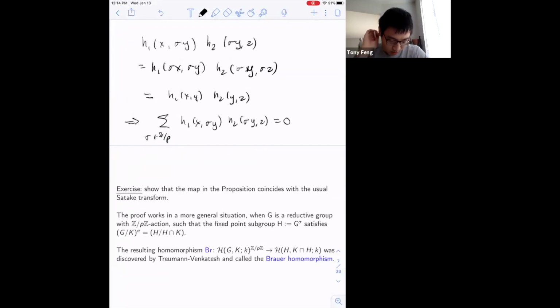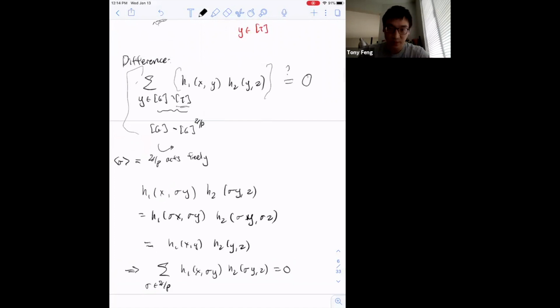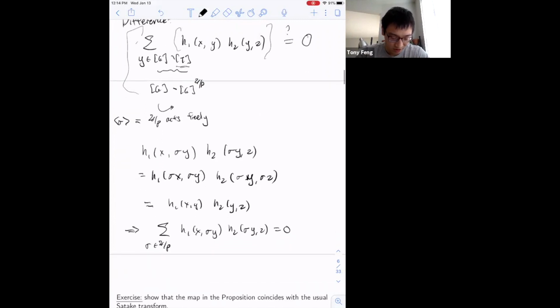Cool. So this very simple idea that I have a Z mod P action, I just want to cut up the space, the ambient space, into the free orbits and the fixed orbits is going to be kind of the idea which underlies all the proofs today.